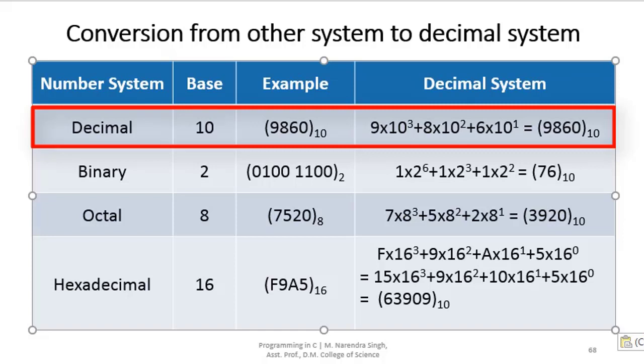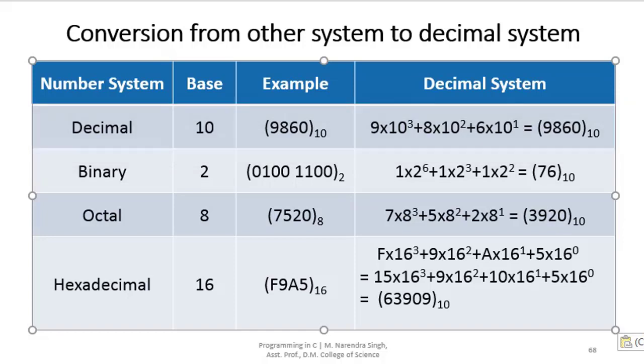It can be expanded using its place value as 9 into 10 to the power 3. 10 to the power 3 is its place value, 3 because there are 3 digits to the right of 9. Plus 8 into 10 to the power 2, its place value, 2 because there are 2 digits to the right of 8. Plus 6 into 10 to the power 1, its place value, 1 because there is 1 digit to the right of 6. And we ignore the last digit 0. So that's how we can expand the given decimal number 9860 in terms of its place values.